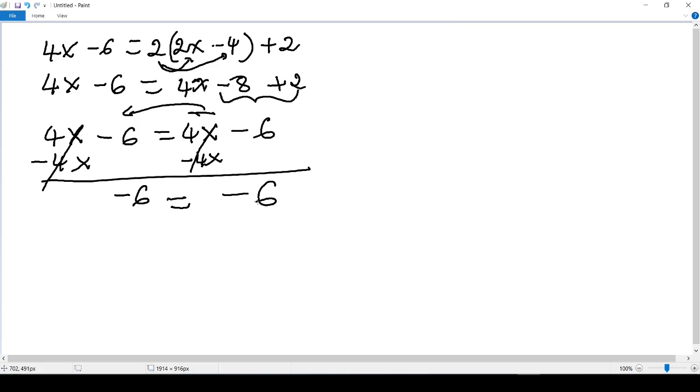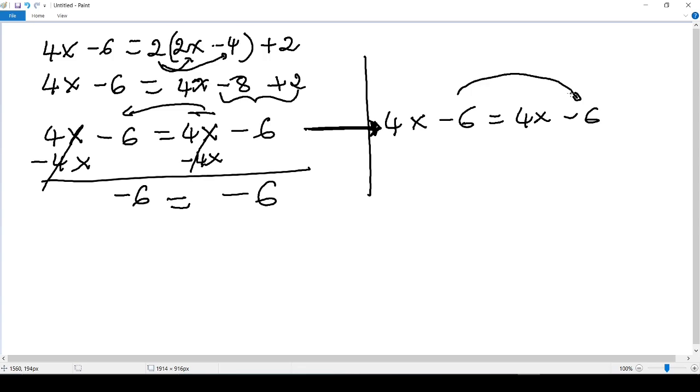Before I continue, look at this. In this case, I choose to move my 4x first. Okay, I will rewrite it as 4x minus 6 equal to 4x minus 6. I'm just rewriting this right there. And in this case, I will be moving my negative 6 to this side, so I will be adding 6 to both sides.